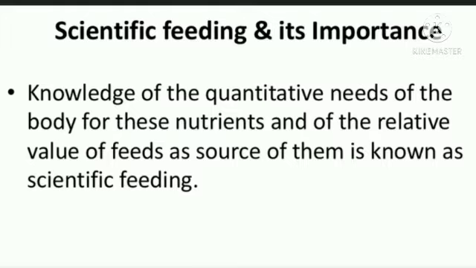Nutrients like protein, carbohydrate, fat, minerals, vitamins, these are the different categories of nutrients. So these nutrients are provided from the feed, which is the source of that nutrient. So feeding that source in a proper manner to fulfill the requirement is known as scientific feeding. So this is the definition of scientific feeding.